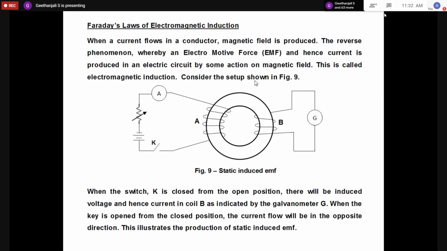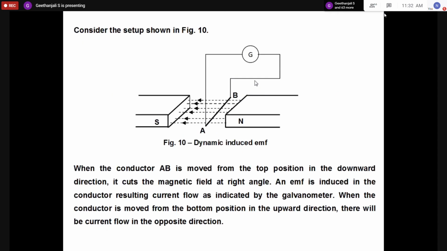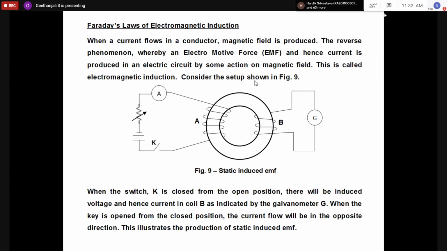Then next, this is a very important topic. All of you go through this slide. Faraday's law, electromagnetic induction.